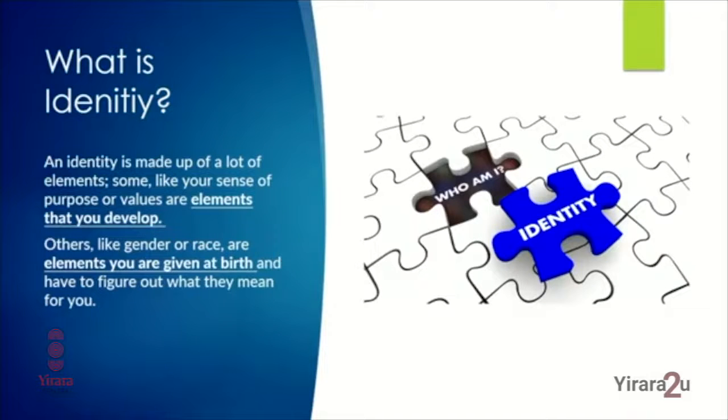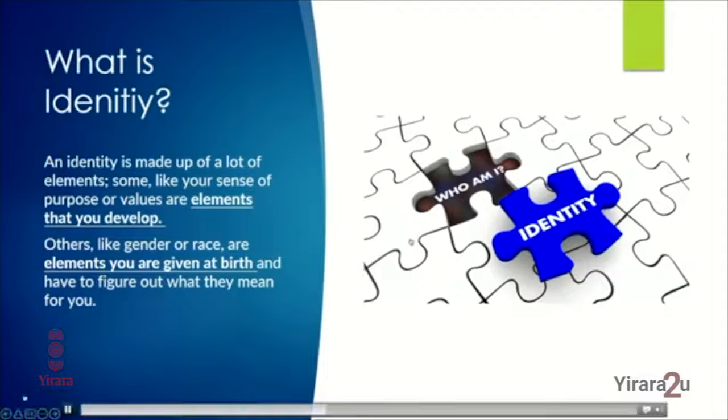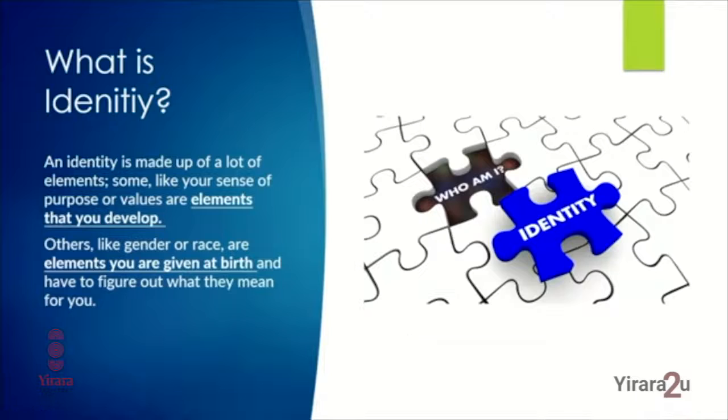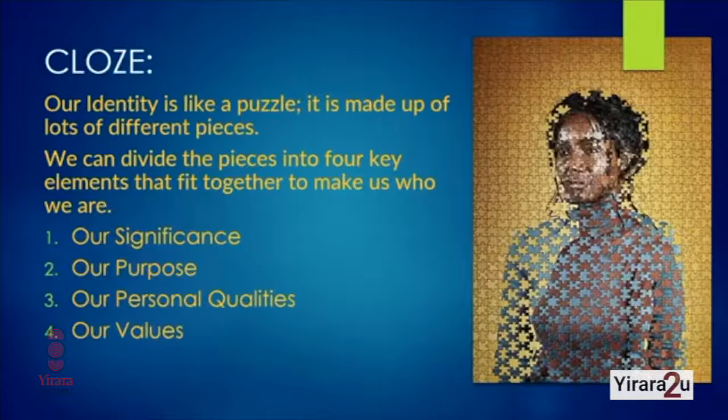Our identity is made up of a lot of small pieces or elements. Some of these, like our sense of purpose or our values, are things that we develop ourselves. Others, like our gender or our race, are things that we are given at birth, and it's up to us to figure out what they mean. In your workbooks, you'll need to use this slide to complete the cloze passage. Read through the slide and fill in the missing words.